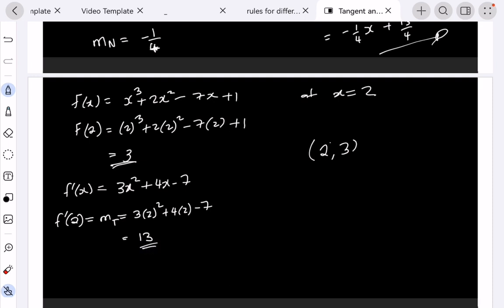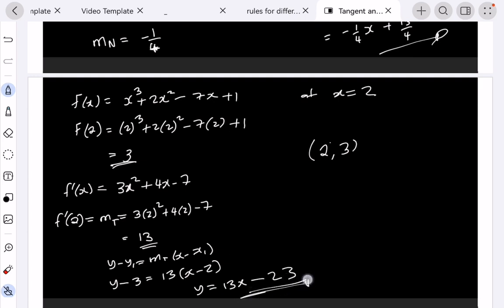Perfect. Then now my equation will be y minus 3 equals 13 times x minus 2. Then my answer will be y equals 13x minus 26 plus 3, it's minus 23.